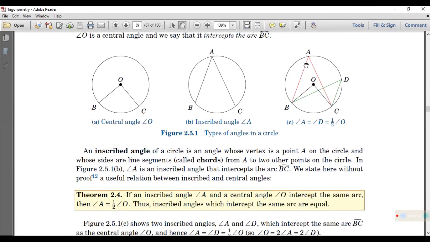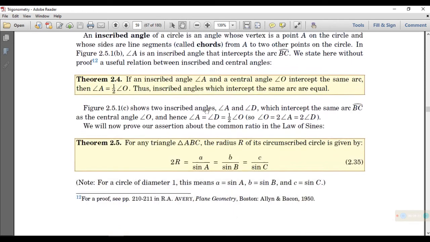So, dito lang ay measurement of angle A. The inscribed angle is equal to the other inscribed angle D, which is equal to half of the measurement of the central angle O, as long as they are intercepting the same arc, which is BC in this case.